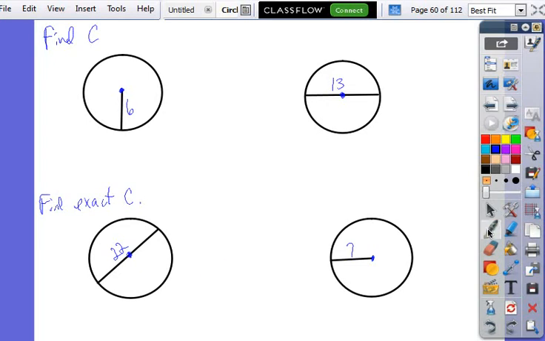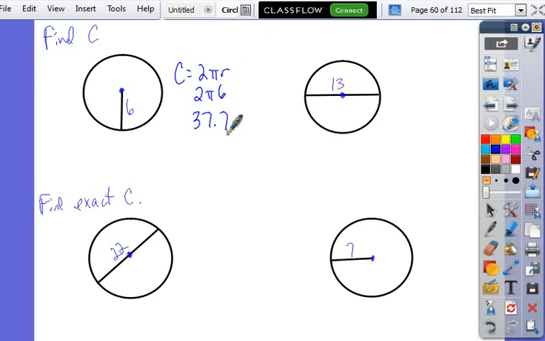So if I want to do this first one right here, what is it giving me, radius or diameter? Radius. So I would probably use the radius formula, 2 pi r. So that's 2 pi 6. I'm just going to type that in the calculator and get 37.7. All right, so 37.7.